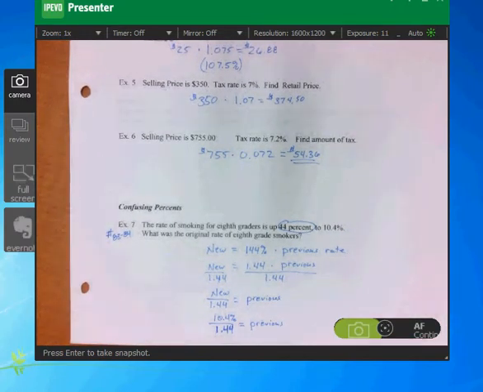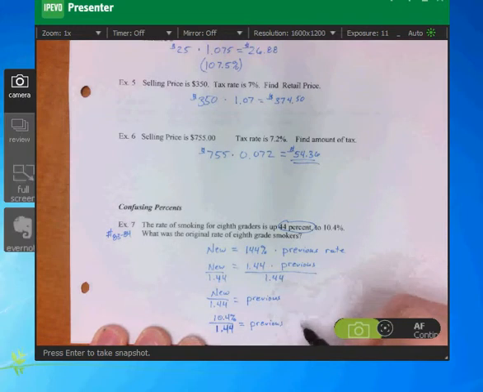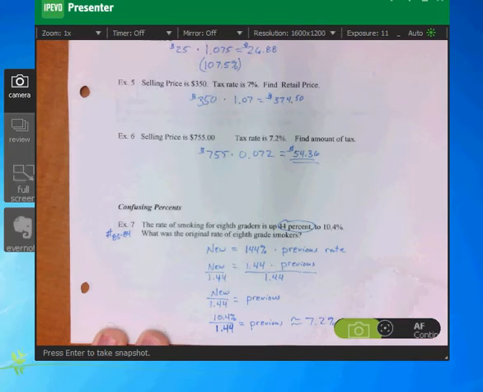So 10.4%, we're taking actual 10.4 divided by 1.44. And that's going to give us 7.2.